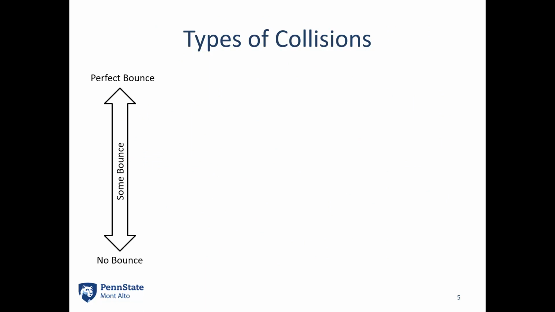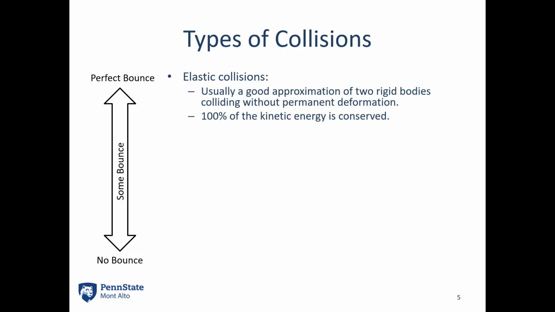So the types of collisions, going from our kind of perfect bounce to no bounce scenario, most of them in the middle. We talked about this before with surface collisions, and it's going to be the same types of collisions here. So we're going to have elastic collisions. These are usually a good approximation of two rigid bodies colliding without any permanent deformation. 100% of that kinetic energy is going to be conserved, and so I can do kinetic energy final is going to be equal to kinetic energy initial.